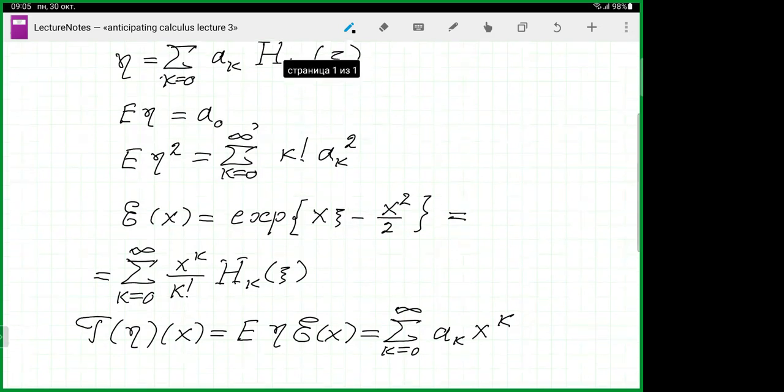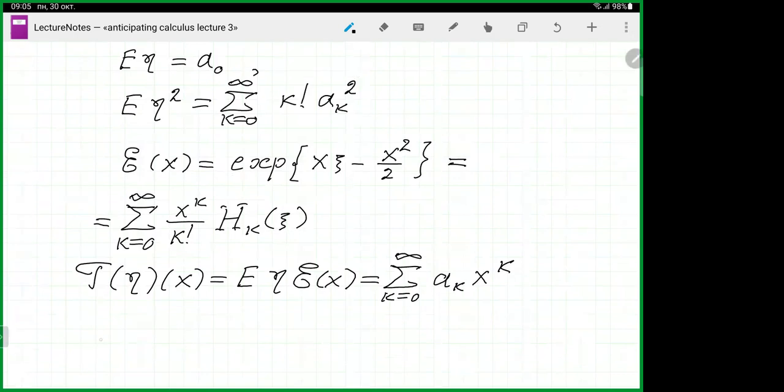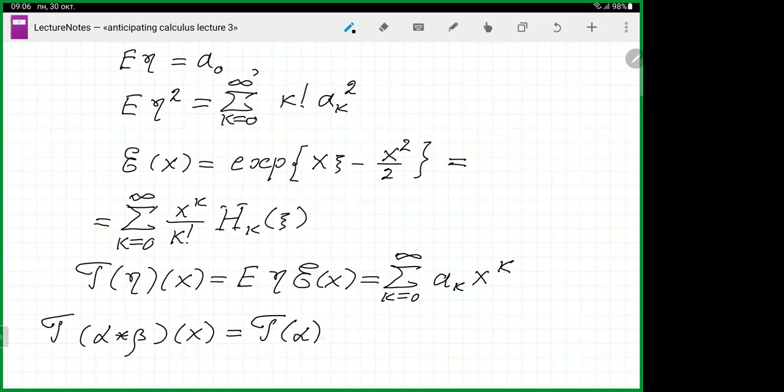And finally, we defined a weak product of two random variables, alpha and beta, in such a way that tau of alpha beta of x is equal to tau alpha of x multiplied by tau beta of x.